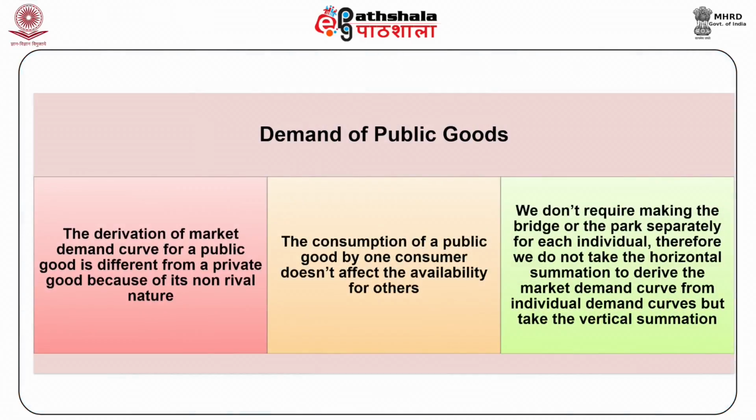Next, we shall move on to the discussion about the demand for public goods. The derivation of the market demand curve for public goods is different from that of private goods because of its non-rival nature. The consumption of a public good by one consumer does not affect the availability for others. We do not require making the bridge or the park separately for each individual. Therefore, we do not have to take the horizontal summation to derive the market demand from the individual demand curves, but take the vertical summation.